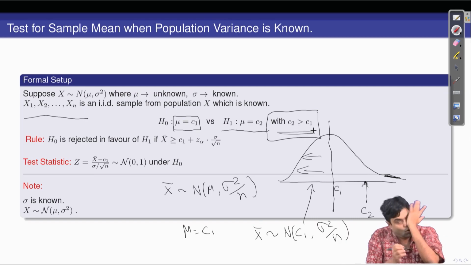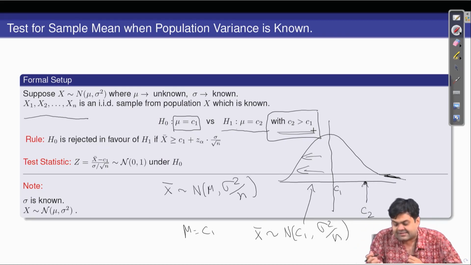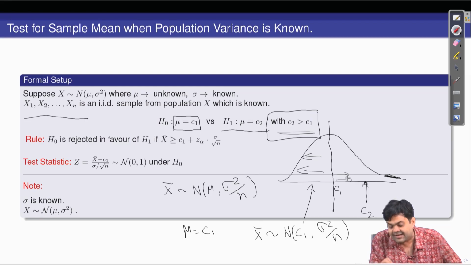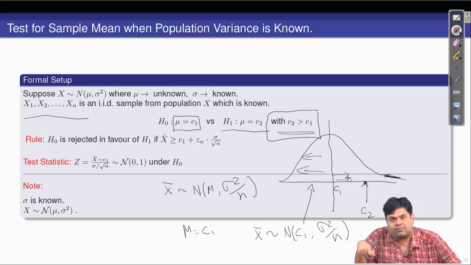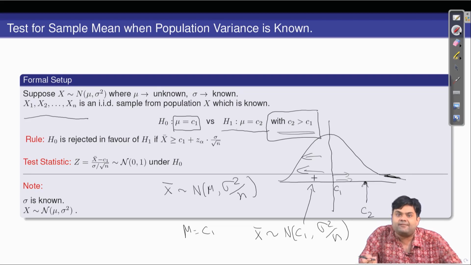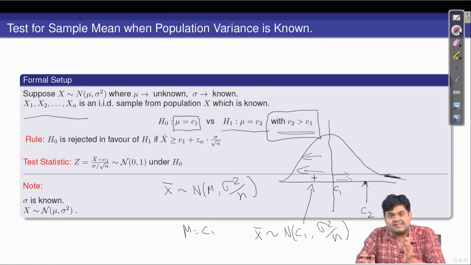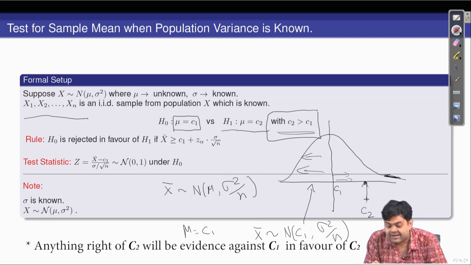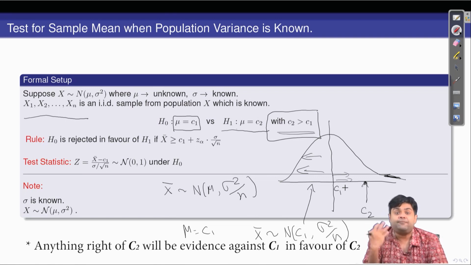We are working under the assumption that C2 is bigger than C1. So to get evidence in favor of C2 rather than C1, the value has to be right of C1, because anything left of C1 is even farther from C2, and given the bell nature of the normal curve, anything left of C1 will be more evidence in favor of C1 than C2. Of course it is more evidence in favor of C1, but is it significantly more evidence? That's what we want to emphasize.